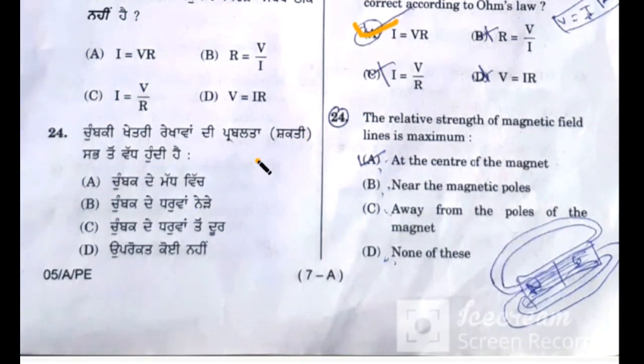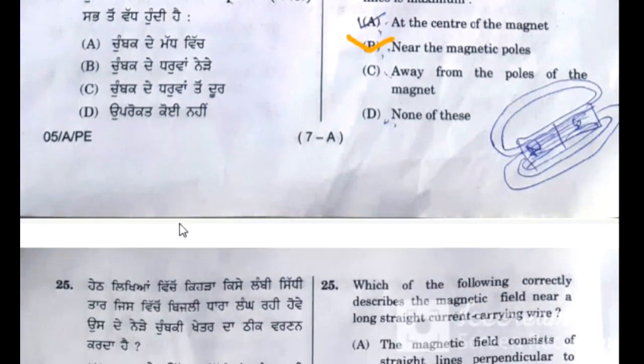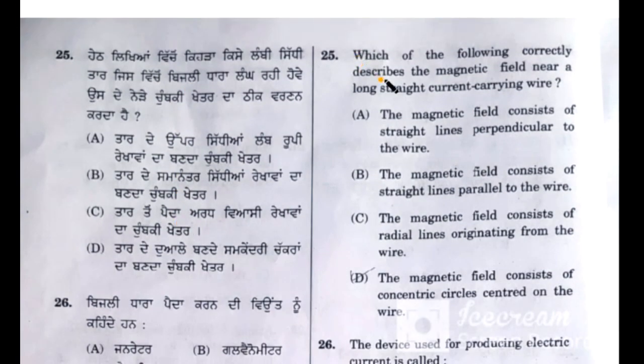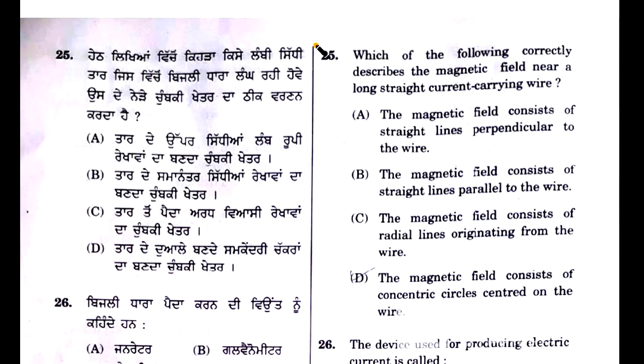The relative strength of magnetic field lines is maximum at. The correct option is option number B, near the magnetic poles. Which of the following correctly describes the magnetic field along a straight current carrying wire? 25th question. Which of the following correctly describes the magnetic field near a long straight current carrying wire? The option number D. The magnetic field consists of concentric circles.